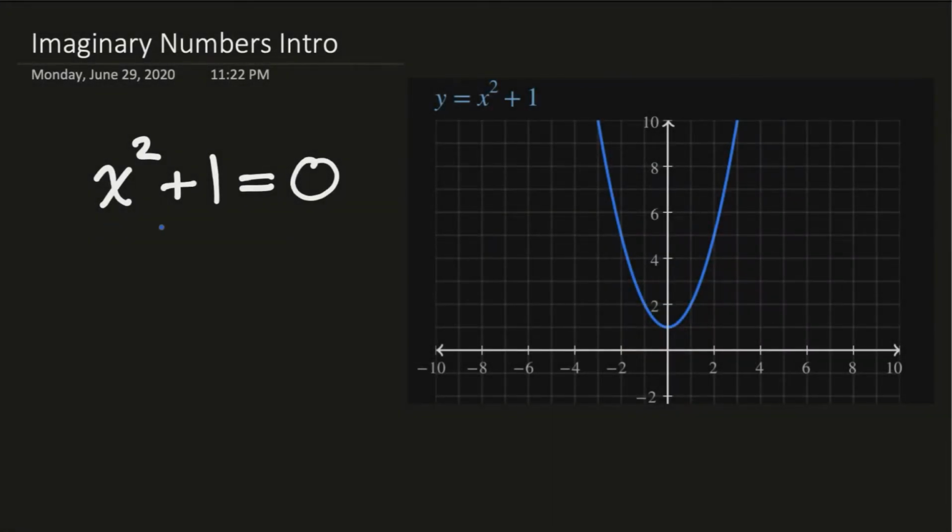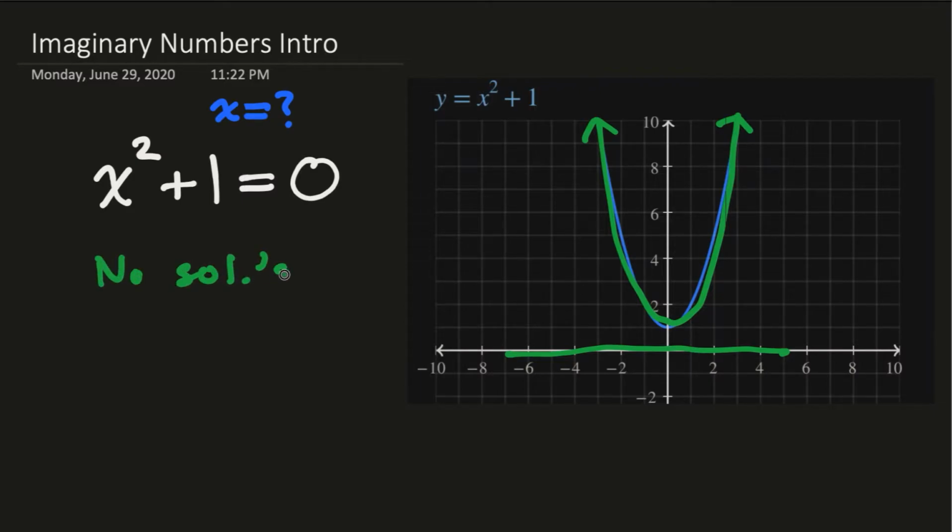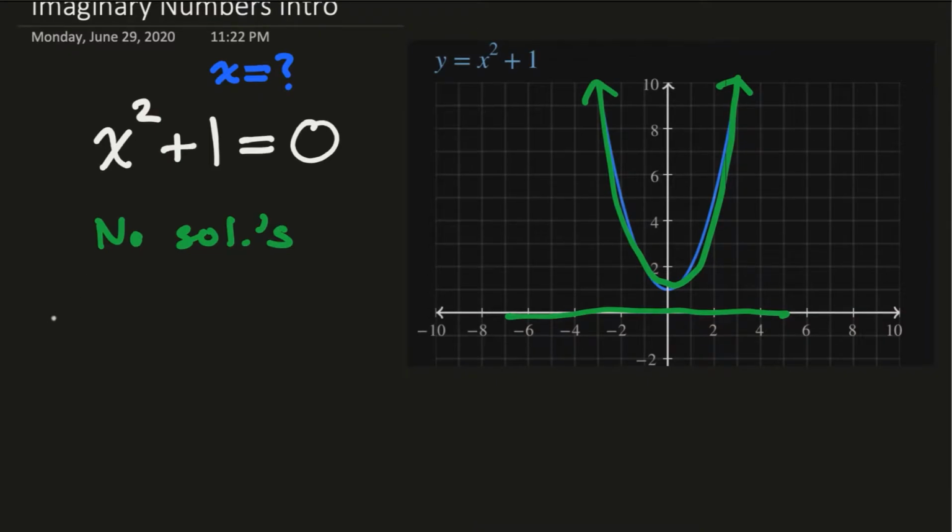We have the equation x squared plus 1 equals 0, and we want to find the solutions. If we take a look at the graph of the equation, we can see that the parabola never intersects the x-axis. Therefore, we can say that there are no solutions. So let's actually try to simplify the equation and see if we get anything different.